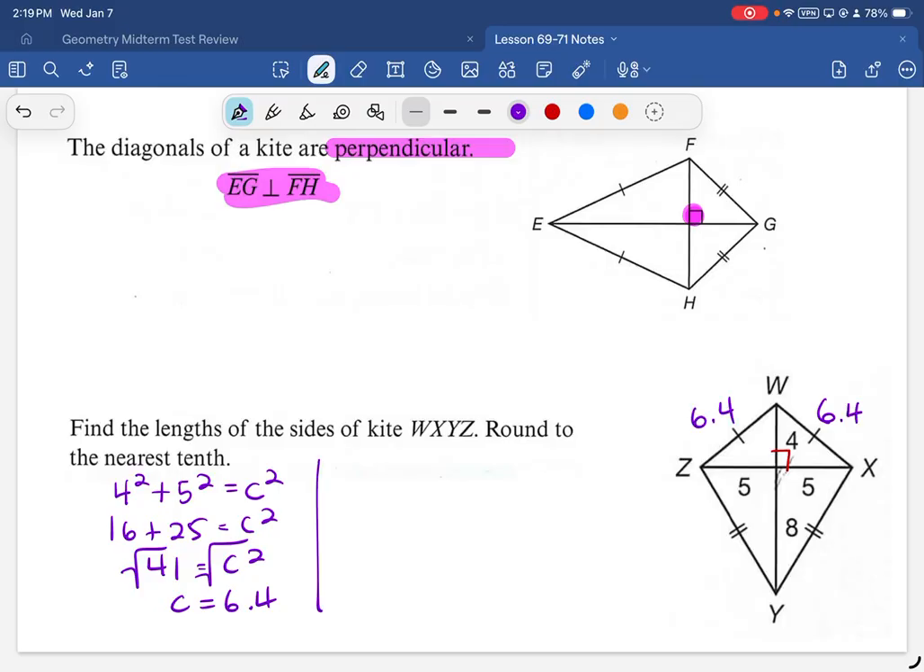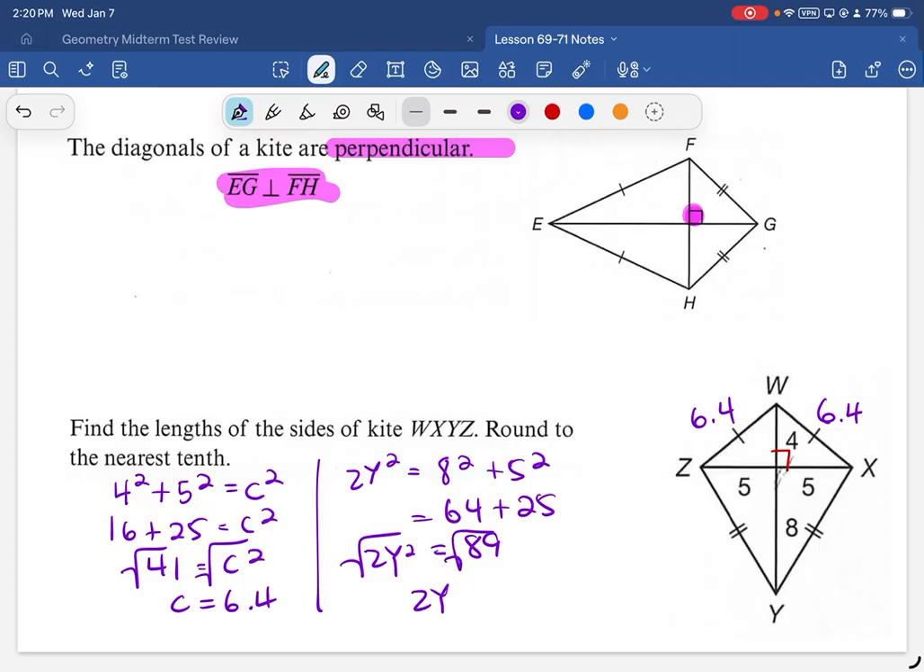All right, Gabby, do you feel comfortable leading me on the other one? Yeah. So you would do ZY squared equals 8 squared plus 5 squared. And then 64 plus 25 is 89. So then you would do ZY squared equals 89, and then square root it, and then ZY is 9.4. So both of these are 9.4. Excellent job, guys. We found the lengths and we rounded to the tenths place.